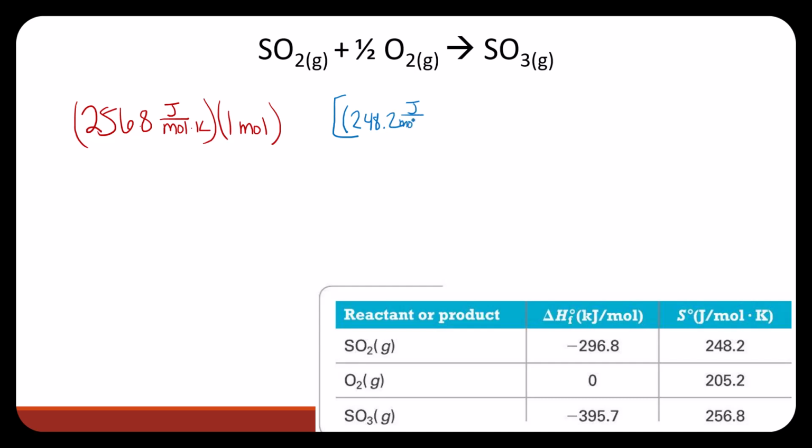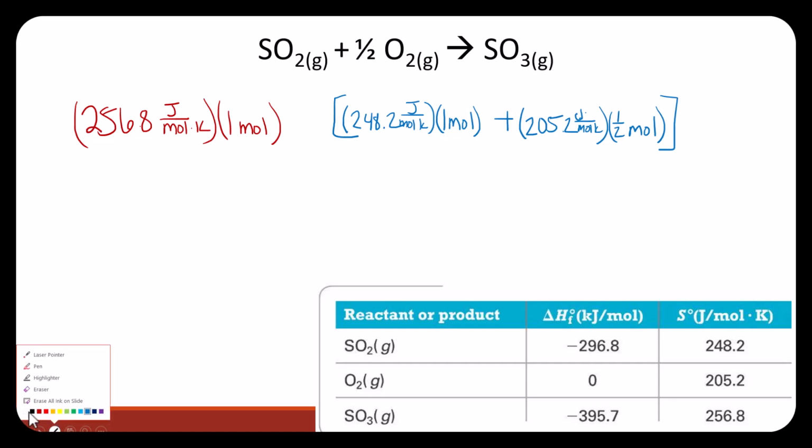joules per mole Kelvin, and then I'm going to multiply that by 1 mole because that's how many we're using. Now we're going to add that to the other reactant, which is oxygen. So that has an entropy of 205.2 joules per mole Kelvin, and we're using half a mole, or you could use 0.5 either way. Okay, so to clean this up, my subtraction sign got lost.